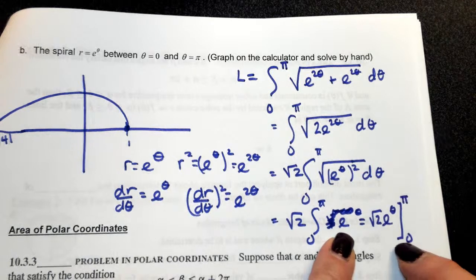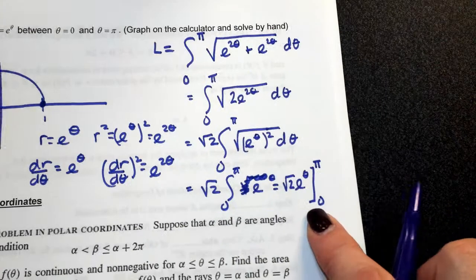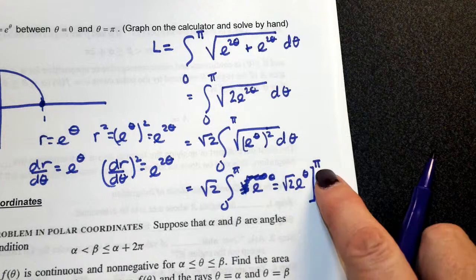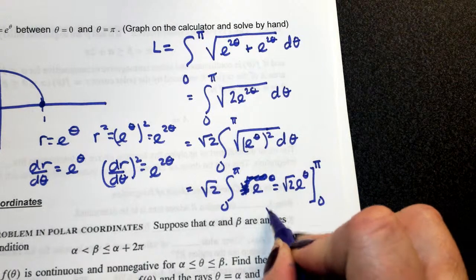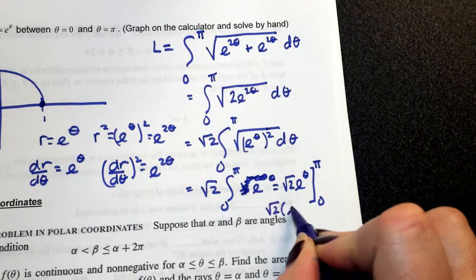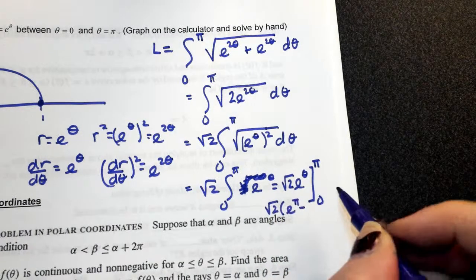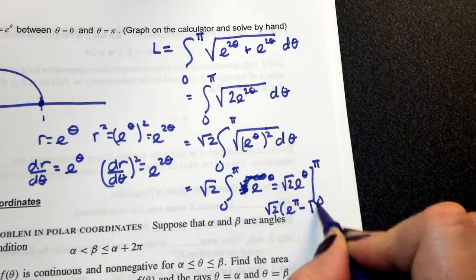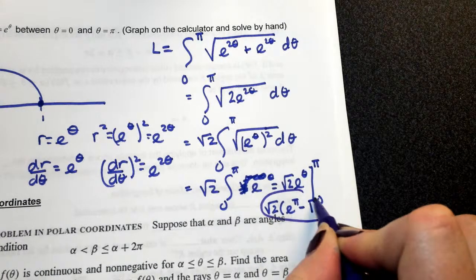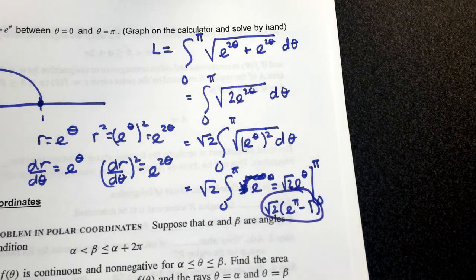Now remember, don't assume that just because the lower bound is 0, you can ignore it. When I plug in my upper bound, pi for theta, I end up with square root of 2 times e to the pi, minus, what is e to the 0? e to the 0 is 1. I just kept the constant square root of 2 factored out. So your final answer is going to be square root of 2 times the quantity e to the pi minus 1.